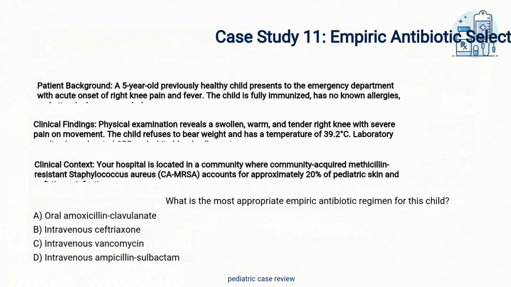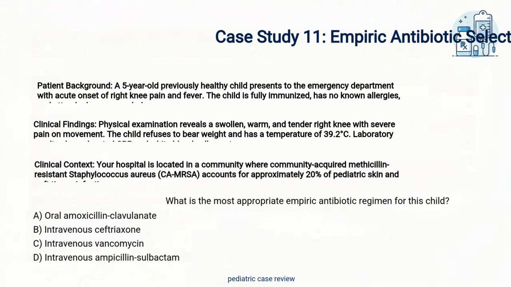A 5-year-old previously healthy child presents to the emergency department with acute onset of right knee pain and fever. The child is fully immunized, has no known allergies, and attends daycare regularly. Physical examination reveals a swollen, warm, and tender right knee with severe pain on movement. The child refuses to bear weight and has a temperature of 39.2 degrees Celsius. Laboratory results show elevated C-reactive protein and white blood cell count.